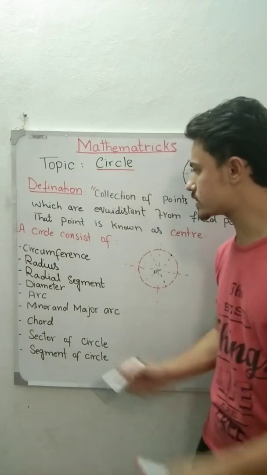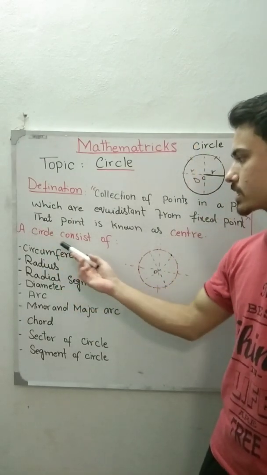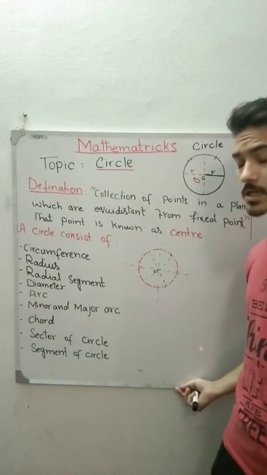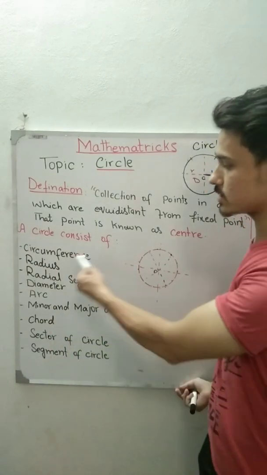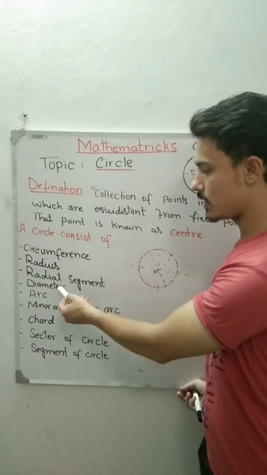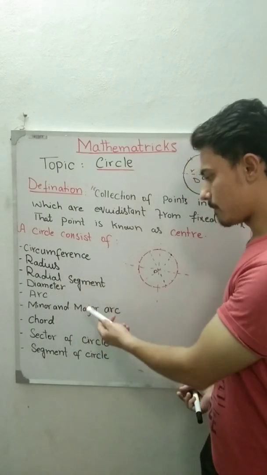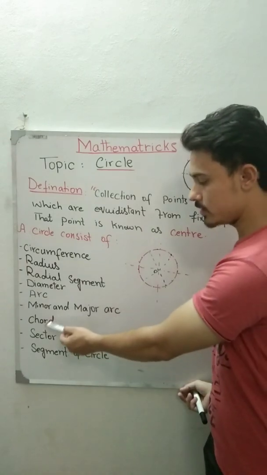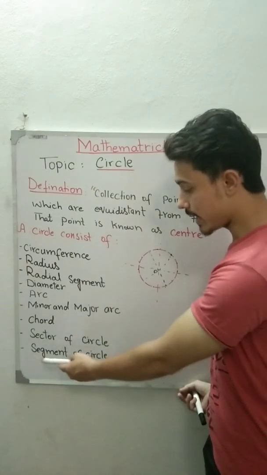Now let's move towards what a circle consists of. A circle consists of lots of things. The first ones are circumference, radius, radial segment, diameter, arc, minor and major arc, chord, sector of a circle, and segment of a circle.